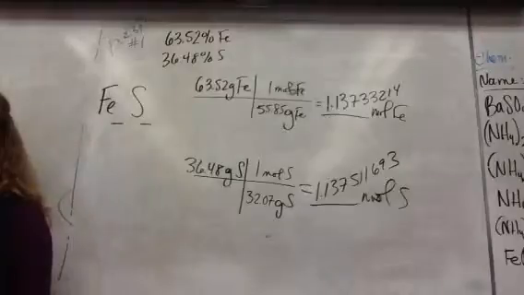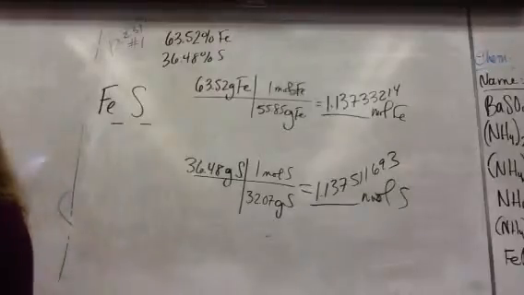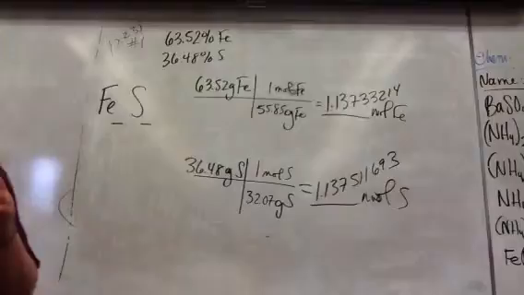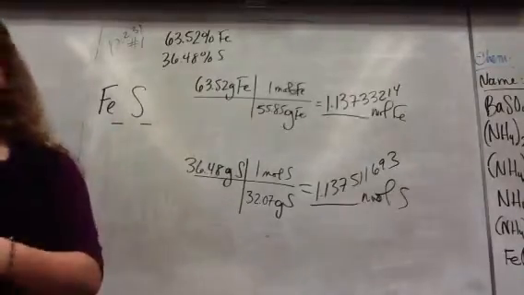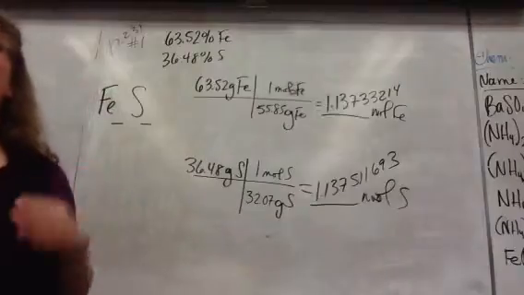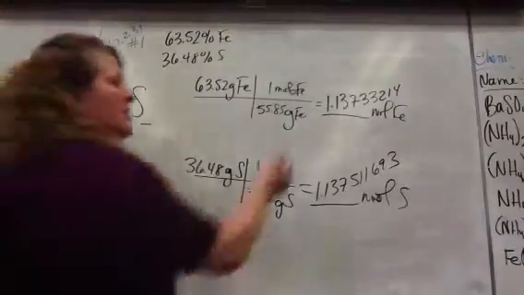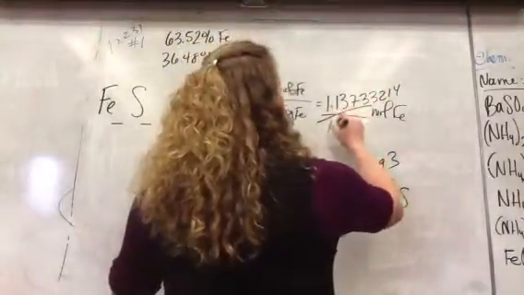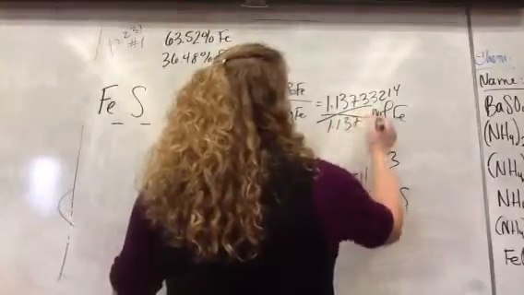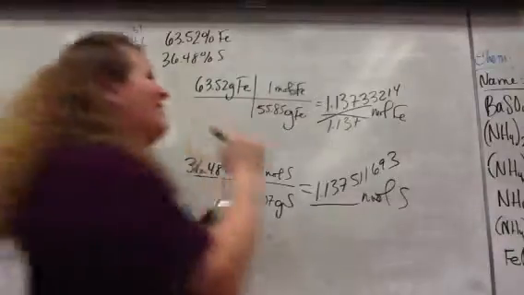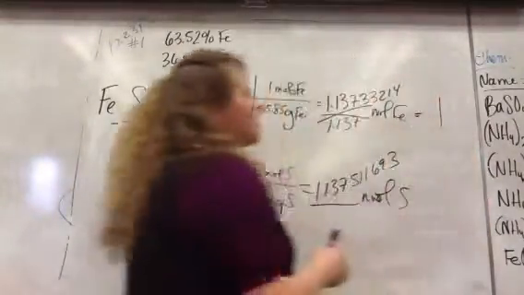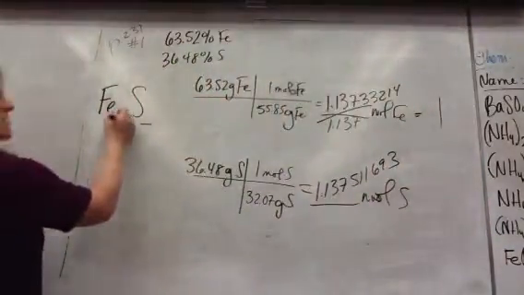Here's what we're going to do. We're going to take the number among these two that's smaller, and we're going to divide everything by that number. So this is our smaller number, so we're going to divide it by itself. If you divide a number by itself, what do you get? Hold up your fingers. 1. Okay, so our subscript for iron is 1.